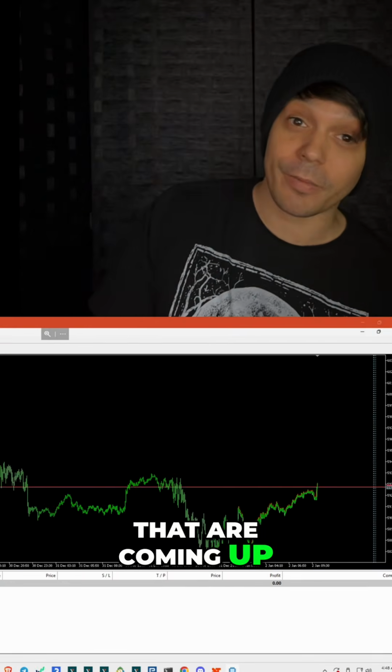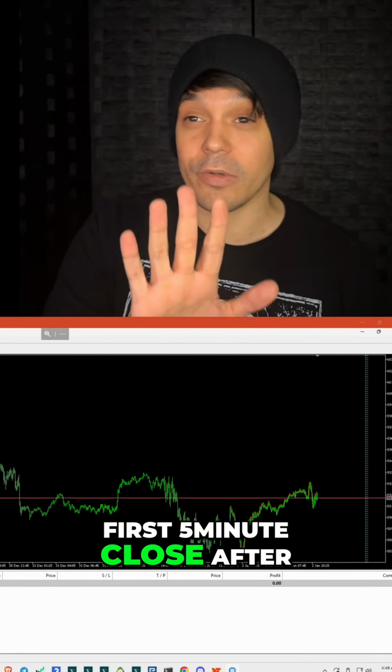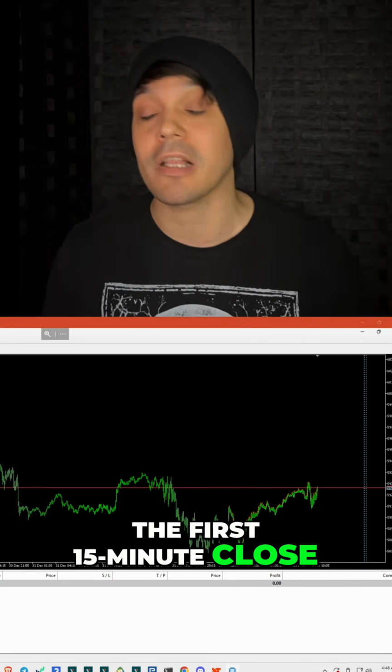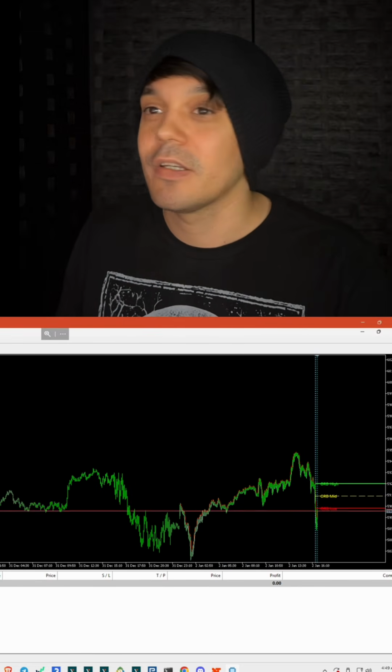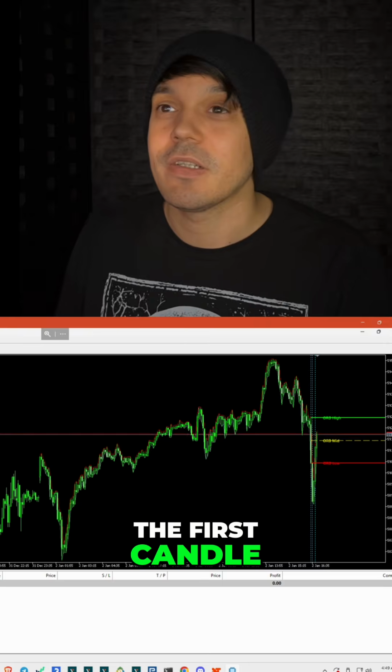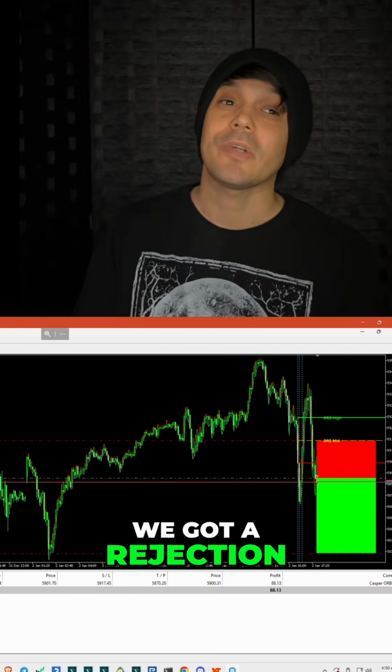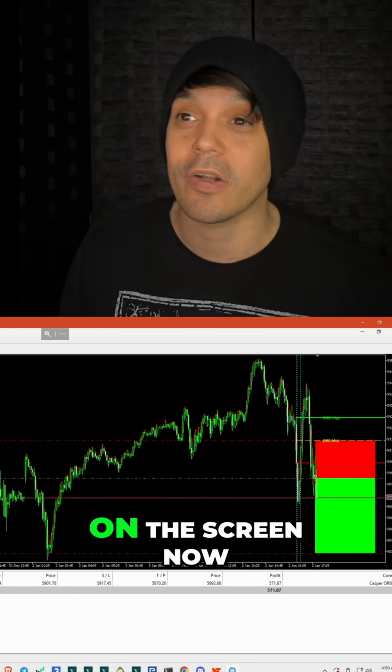See those lines that are coming up right there? They're gonna signify the first 5-minute close after New York Open and the first 15-minute close. You got your high point, your midpoint, your low point of the first candle. The first 5 minutes, we went to the bottom, we got a rejection. Look at that. We got a trade on the screen now.